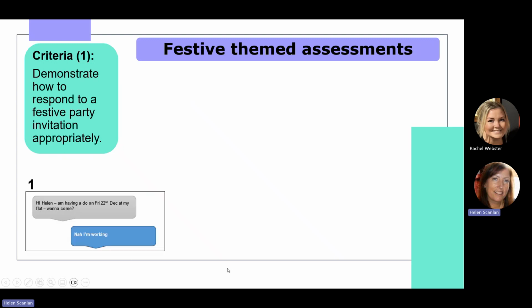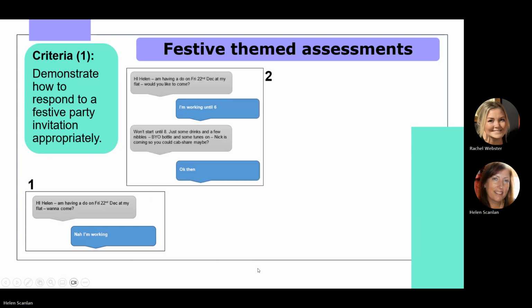So evidence number one looks like a learner has screenshot a text conversation as their evidence. So you've got someone asking a question: I'm having a do. Do you want to come? No, I'm working. What do you think, Rachel? Oh, well, they have responded, but have you got any more examples before we can compare? Come on then, number two. Bit more detail we've got now. Yeah. So same question. Reply, I'm working till 6. Bit more detail. Okay then. They've responded again, haven't they?